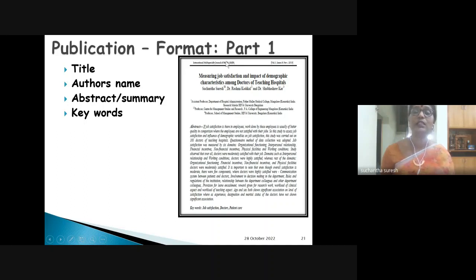For example, this is my first paper that I have done independently, and it was in a good journal, a Web of Science journal, but then it came out of that. I think they have rejected this one; now I don't know in which condition it is. The title is: Measuring job satisfaction and impact of demographic characteristics among doctors of teaching hospitals. A very simple study, but still they have taken it up because it was about doctors of teaching hospitals.